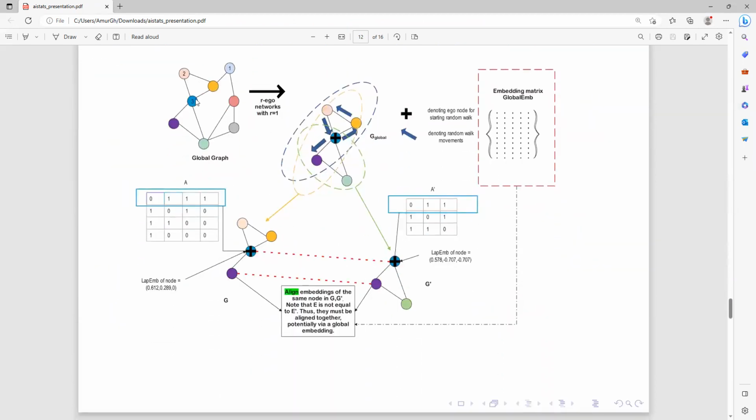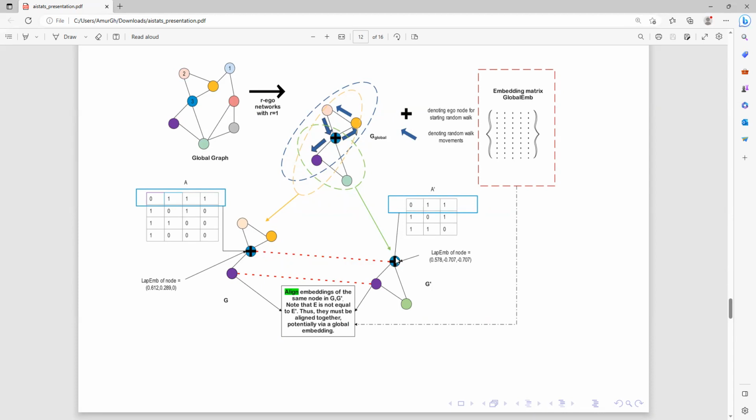Next, we want to talk about alignment. So in alignment, if we have the global graph and the R ego networks and the random walk, that's going to give us, let's say, two views like this. We have the shaded ellipses, and we want to take out the same node in both ellipses, i.e. views.